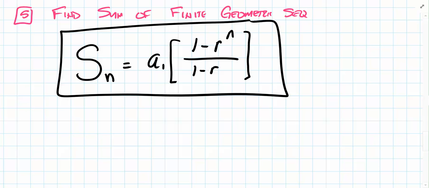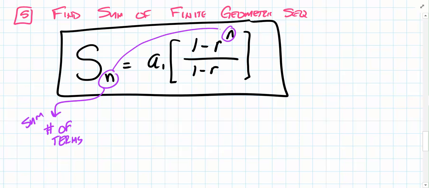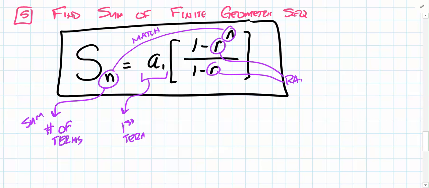Next big idea. Let me tell you what all the pieces mean here. What does this s sub n mean? What does that n down there mean? The number of terms, right? So this n and this n are going to match. You guys cool with that part? Okay. What does a sub 1 mean? The first term, whatever that happens to be. And what does r mean? That's your ratio. So this is the formula we're going to use to find the sum of the first n terms of a geometric sequence.